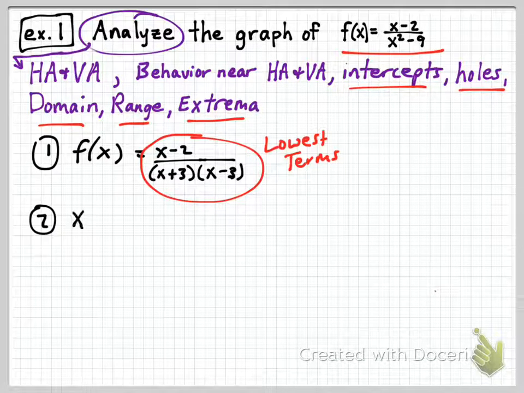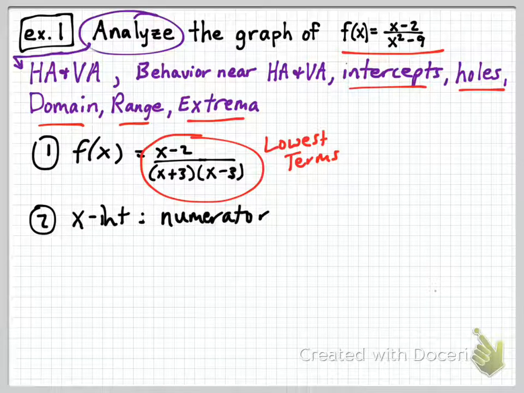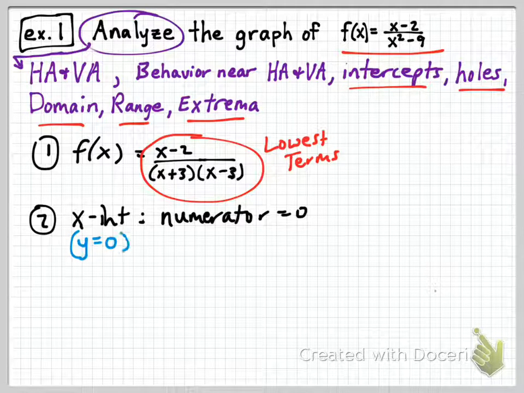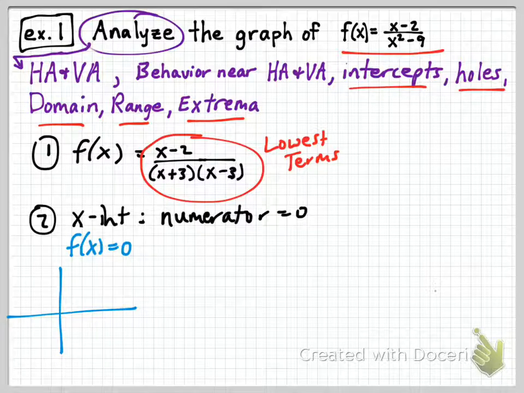So if we want to know what the x-intercept is, that's when the numerator is equal to 0. Now, why just the numerator? Well, because when the numerator is equal to 0, the y is equal to 0. So the function has a value, f of x. So when the numerator is equal to 0, that's the only way you can make the function's value equal to 0. And remember, the value of the function equaling 0 means that it's right on the x-axis.